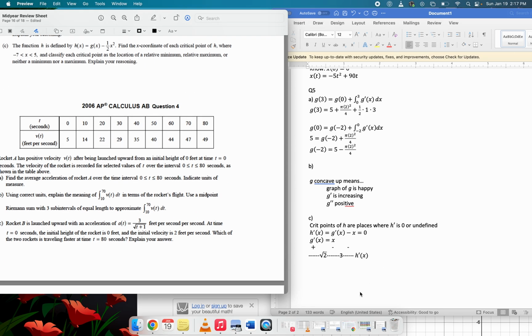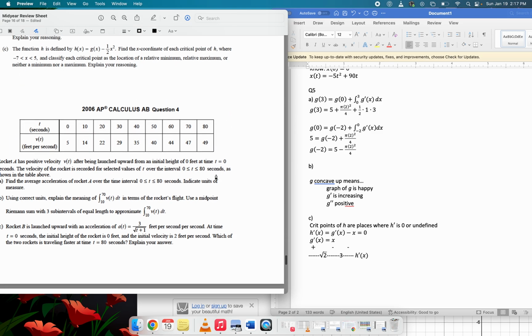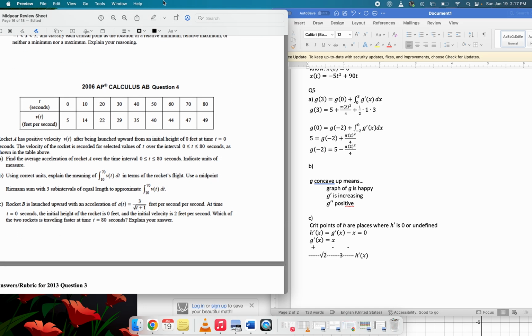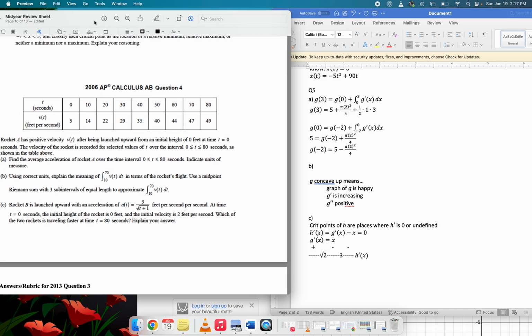Anyway. Final question. Rocket A has positive velocity v of t after being launched upward from an initial height of 0 feet at time t equals 0 seconds. The velocity of the rocket is recorded for selected values of t. Okay, so this is velocity. Find the average acceleration of rocket A over the time interval 0 to 80 seconds. Indicate units of measure.